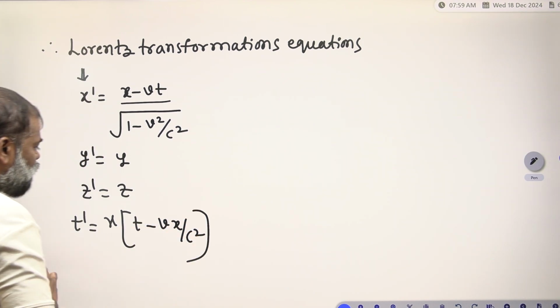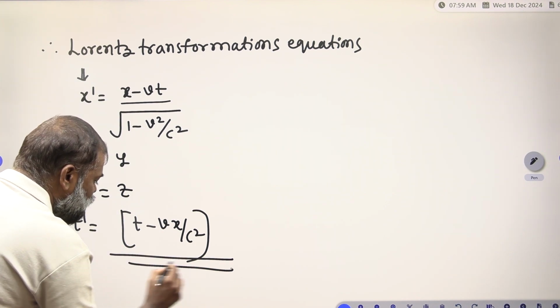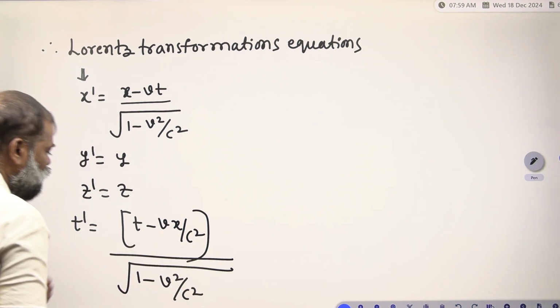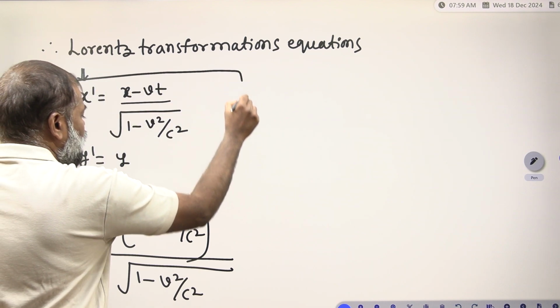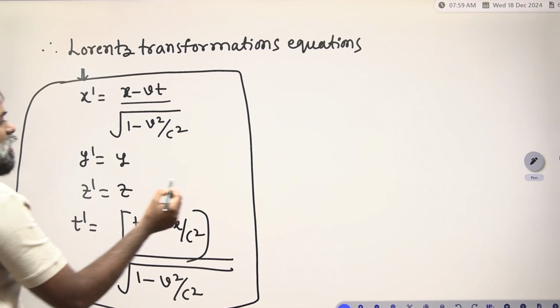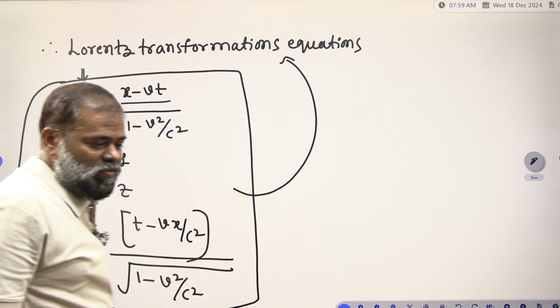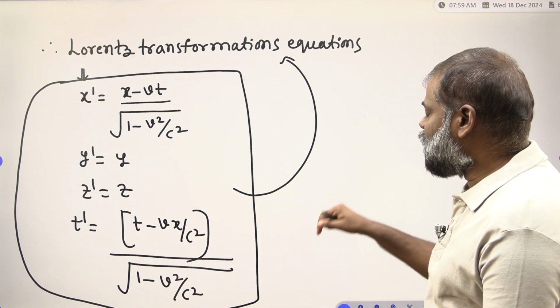Instead of gamma, substitute the square root of 1 minus v square by c square. These equations are called the Lorentz transformation equations.